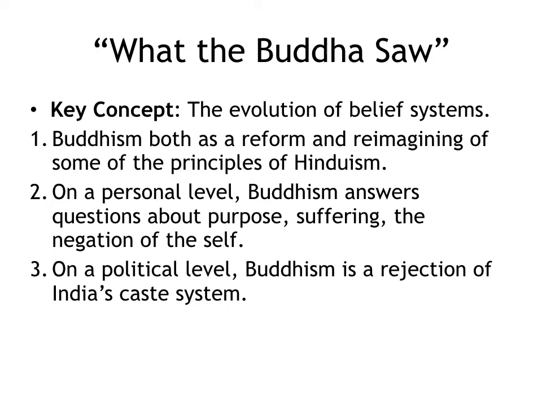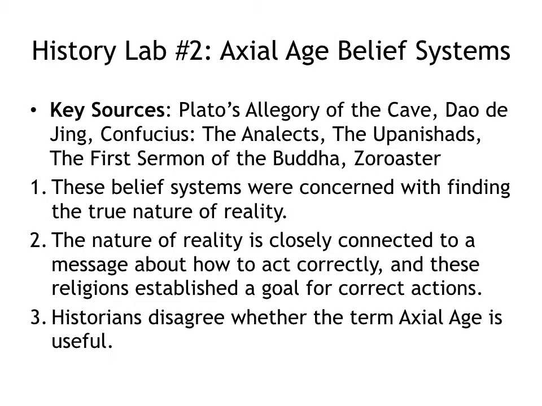Okay, so we're going to move on now and we're going to look at some of these other things that were going on in the same time period. So Buddhism is an example of one of these axial age religions. History Lab number 2 was about looking at a bunch of these axial age traditions at the same time and comparing them and thinking across them.